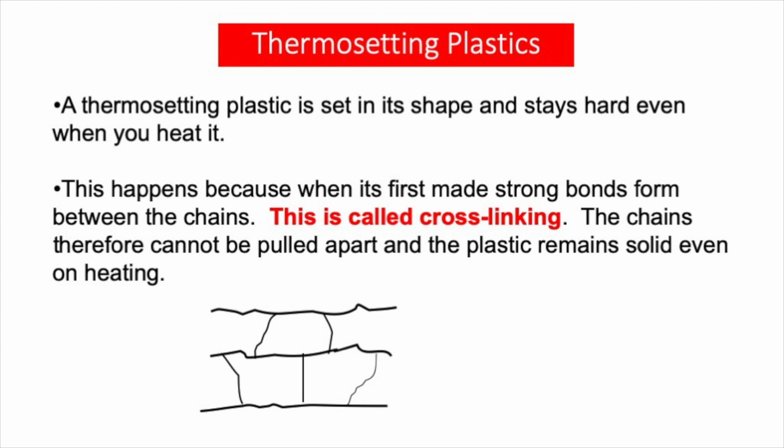Now the other type of plastic that you need to be aware of is thermosetting plastics. Now thermosetting plastics do not become soft and runny when you heat them up. The shape is maintained. It stays hard even when you heat it. It doesn't become soft and runny. It doesn't melt. And this is because the forces holding the chains together are a lot stronger. Now this is because there are cross links holding the chains together. And the chains therefore cannot be pulled apart, and the plastic remains solid even on heating.